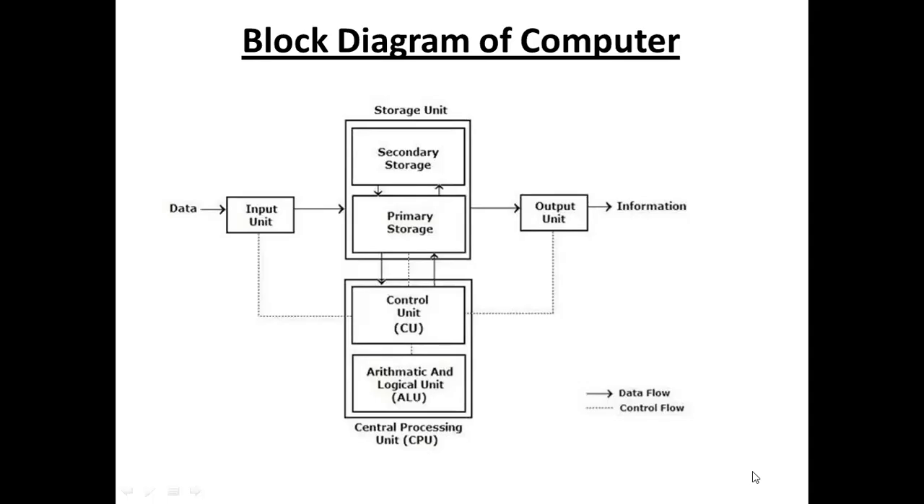The last, we have an output unit. The output unit is responsible for displaying the output that will be generated by the computer. This is the block diagram of a computer. It is divided into four components: input, storage, central processing, and the last is the output unit. A simple arrow represents data flow, and a dotted arrow line represents the control flow. This simple arrow line means data flow. This dotted or dashed line is called control flow.